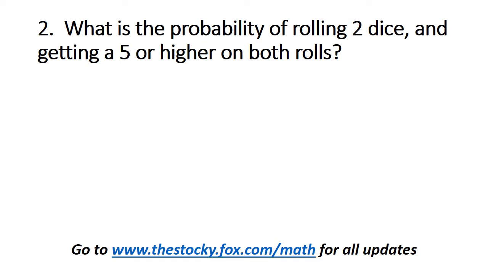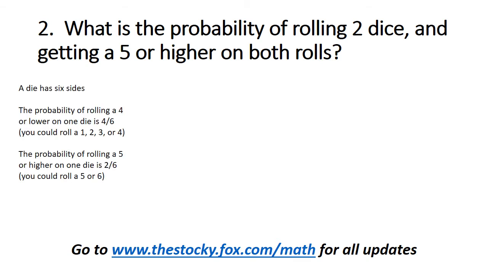Question number 2. What is the probability of rolling 2 dice and getting a 5 or higher on both rolls? Well, a die has 6 sides, so the probability of rolling a 4 or lower, which is what we don't want, is 4 in 6. You could roll a 1, a 2, a 3, or a 4. The probability of rolling a 5 or higher, which is what we do want, is 2 out of 6. You could roll a 5 or a 6.